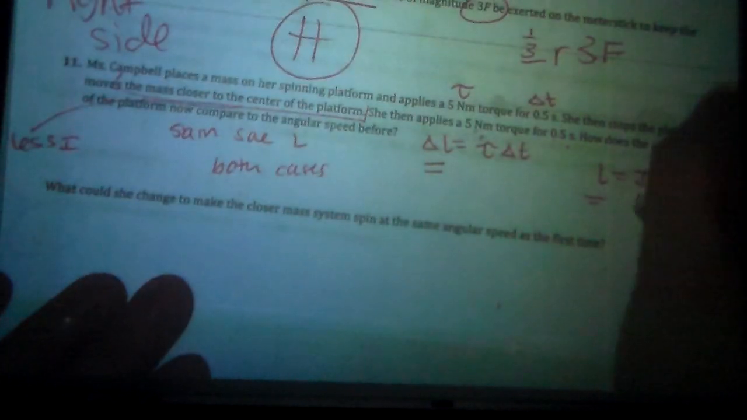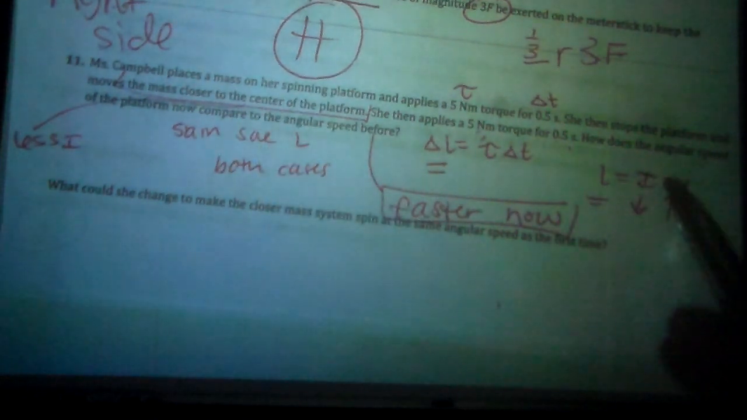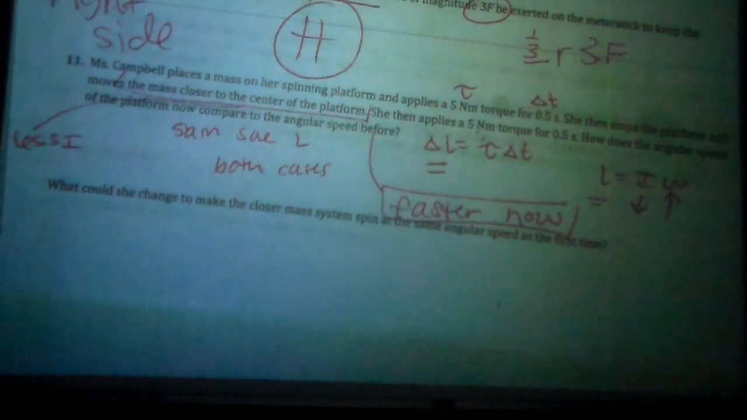But if they both gain the same L, but one has less omega, or sorry, less I, see how that's more omega? So how does the angular speed compare to before? It is faster now. Even though they both are gaining the same amount of momentum, less I is faster. Which makes sense, right? When we move it closer, it's easier to accelerate. So if I'm still applying the same torque for the same time, but it's easier to accelerate, it will get faster.